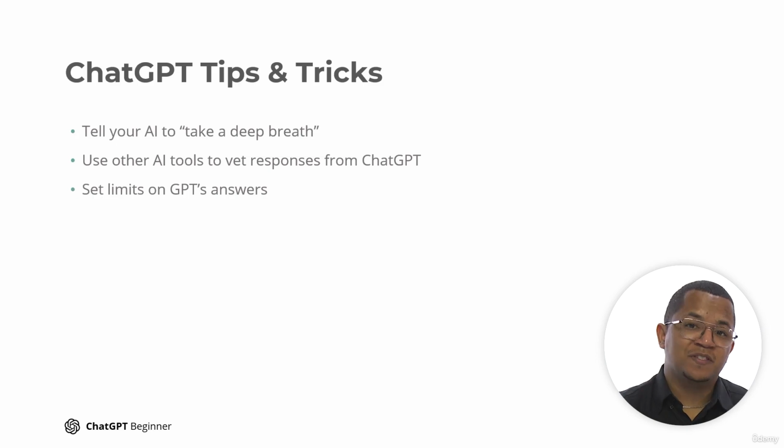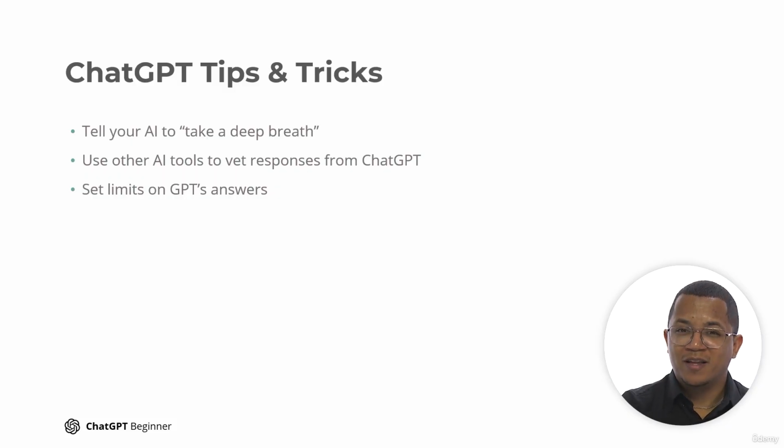Set limits on GPT's answers. What do I mean by that? Well, again, our AI's goal is to try to answer our questions with the utmost accuracy and efficacy, meaning that sometimes it gets excited and it'll give us a page or 2 pages worth of answers. What you can do is actually set limitations. So you can say, hey, chat, in your response, write me a maximum of 2 to 3 sentences.